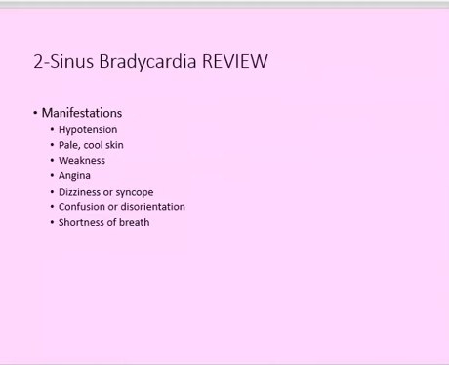And here are your manifestations. What do they look like? Their blood pressure is down, they're cold and clammy, they're weak, they may have chest pain because the cardiac muscle itself is not getting enough blood through the coronary arteries. They might be confused, and organ perfusion is not doing real well, and they're short of breath.